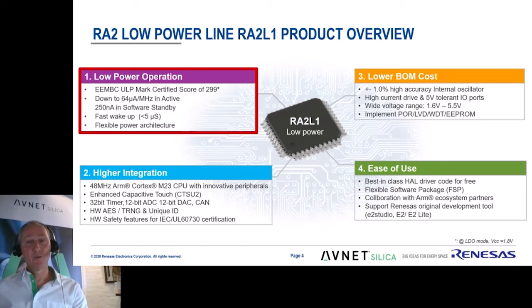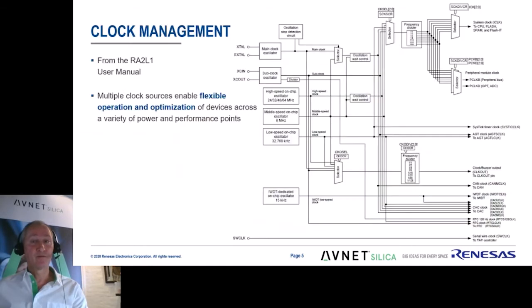It has a flexible power architecture and several low power modes to achieve lower average power for multiple applications. Key in the flexible power architecture is the extensive clock tree of the RA2L1, including the ability to operate with either an external main clock oscillator or a variety of internal oscillators. Here you see the complete clock tree as is detailed in the user manual.